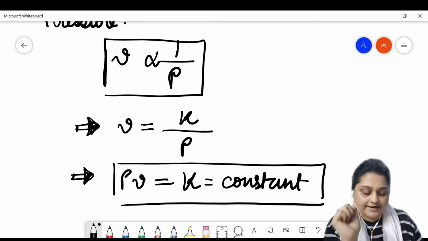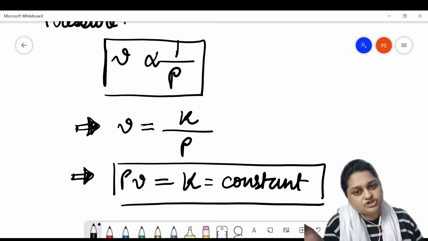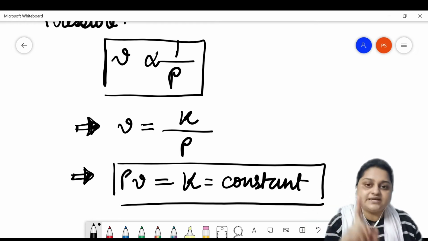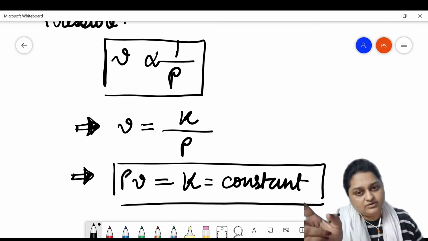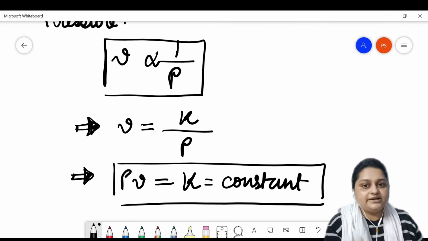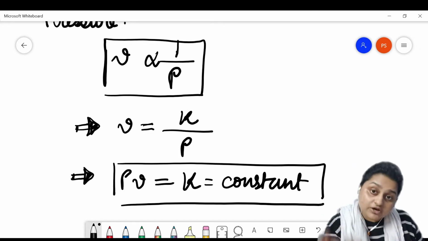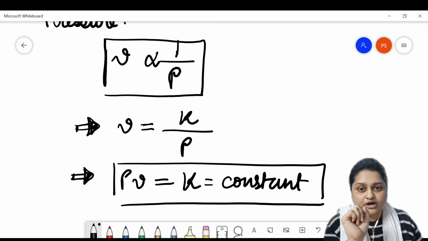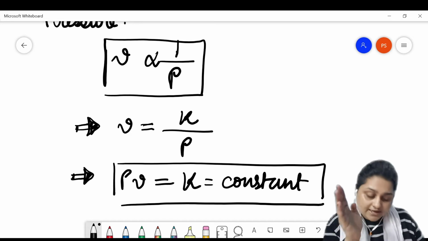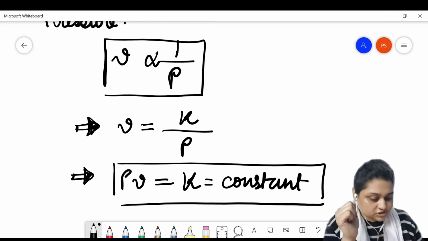It is constant. As it is constant, even if I change the pressure by increasing or decreasing it, the volume will change in such a way that the product of the resultant volume and the resultant pressure becomes equal to the product of the pressure and volume previously. This is Boyle's law, the mathematical expression for Boyle's law.